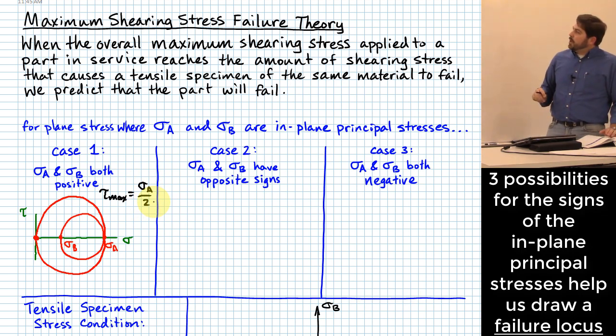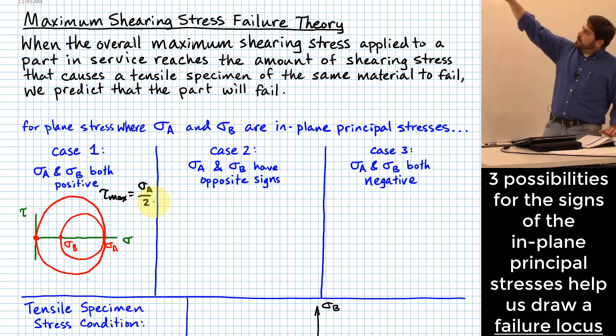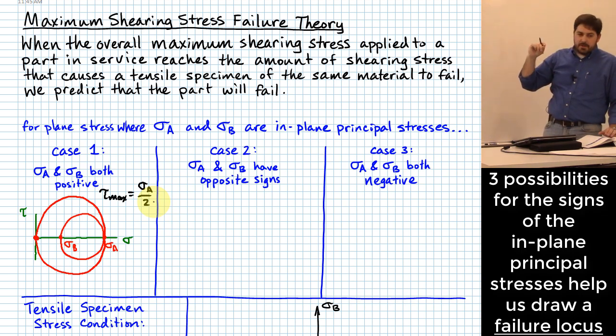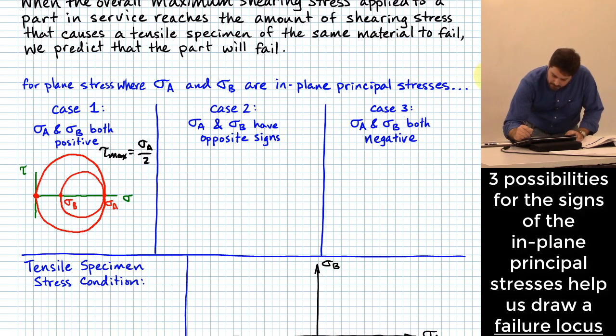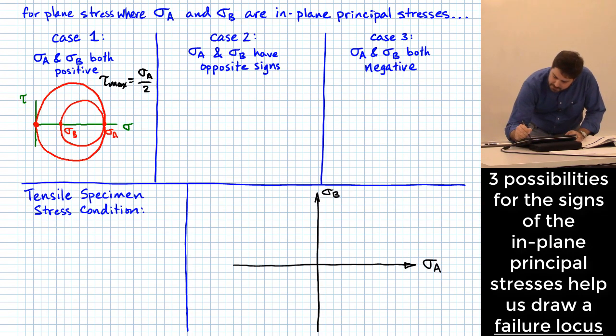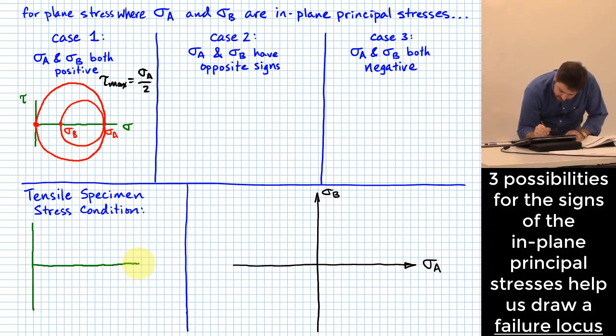Okay. Well, before I go into my other cases, let's now take this information and use it with my definition of the maximum shearing stress failure theory. It says we're supposed to take that and compare it with the conditions that exist in a tensile specimen when it fails, right? When it yields, right, is one form of failure. So let's go down here and look at a tensile specimen stress condition, okay? If you had to give it a name, what would you call the stress condition of a tensile specimen?